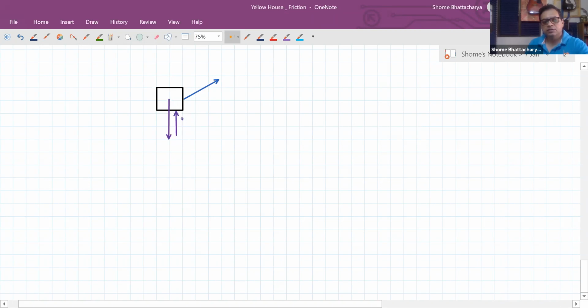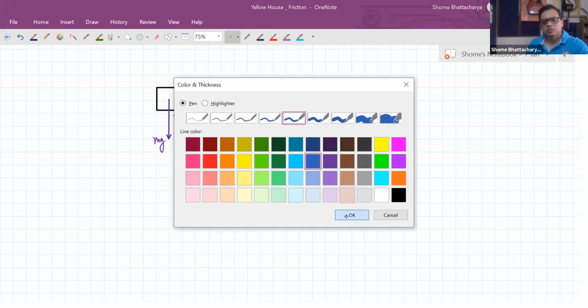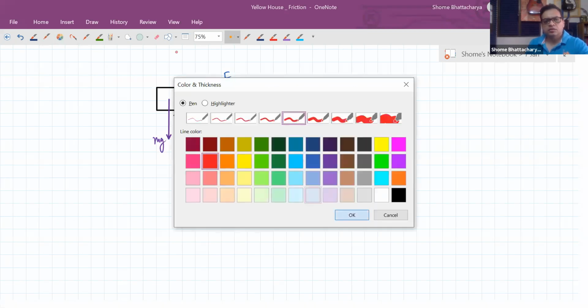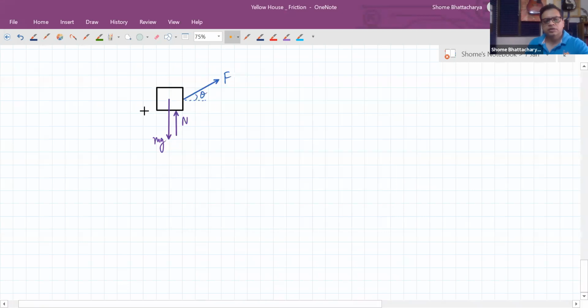some kind of normal reaction here. Mg, this force F which is acting at an angle theta, and of course there will be friction. So we assume that the body is slipping, then this will be kinetic friction. Okay. Now we have to find over here minimum value of force for the acceleration to be greater than or just about equal to 0 also when slipping starts. Okay.